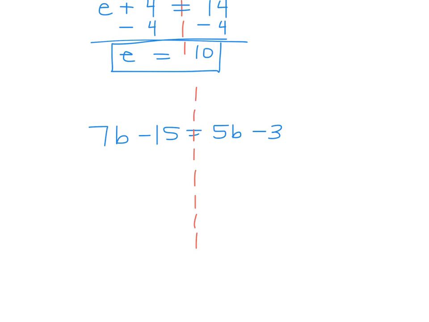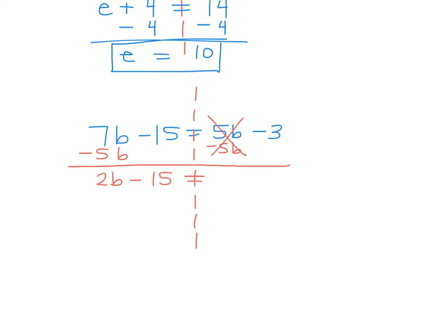So your smaller number here is the 5b. So we're going to take away a 5b from this side, which is 0. And we're going to take it away from this side because whatever you do to one side, you have to do to the other. So 7b minus 5b is 2b minus 15. Bring down your equal sign. And then you have a negative 3 over here.